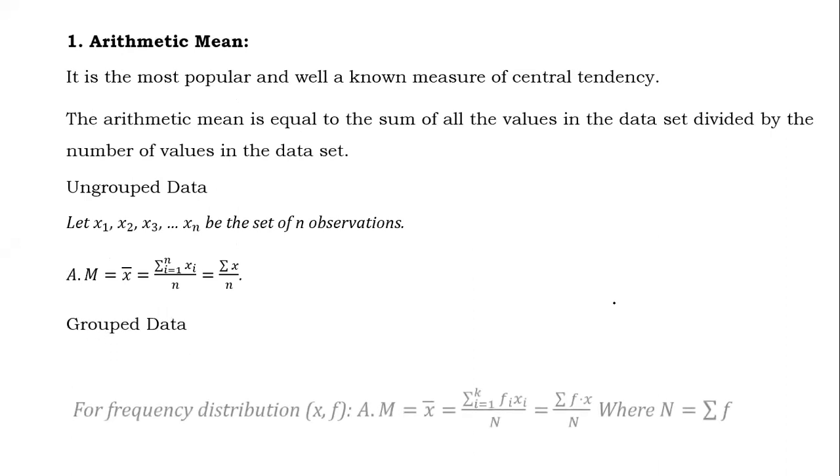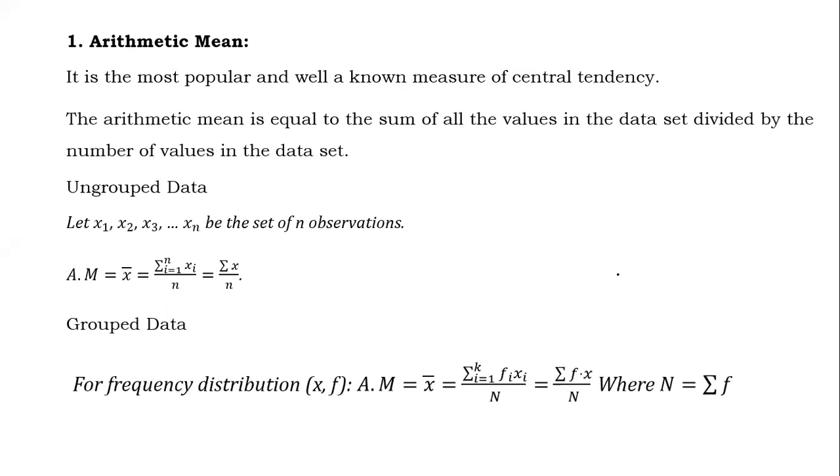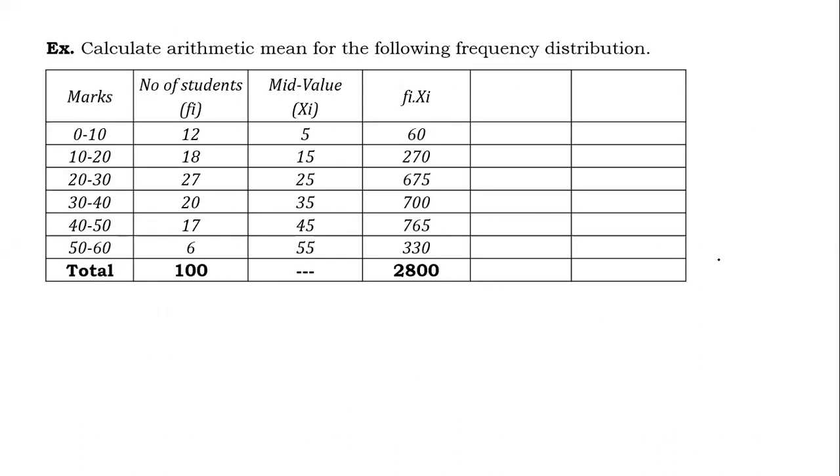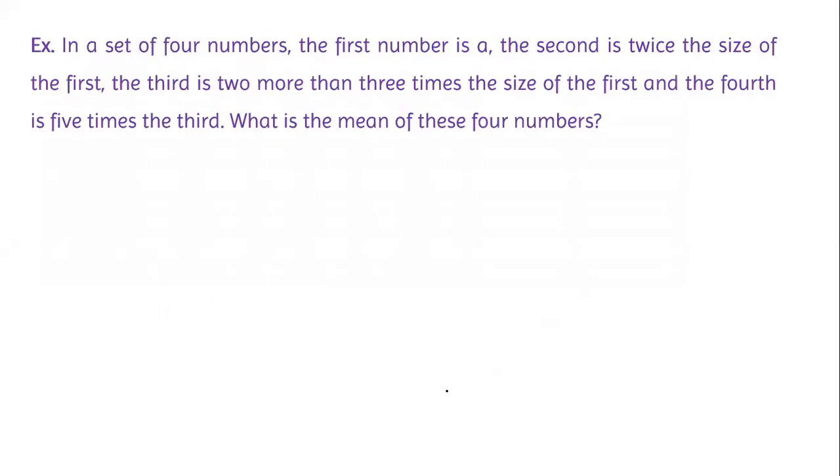So we have seen the formula in case of ungrouped data and also grouped data. Grouped means frequency distribution, and this was the example we have seen. We have actually found the arithmetic mean, and then we have seen the change of origin and scale property also, and now we have another problem.